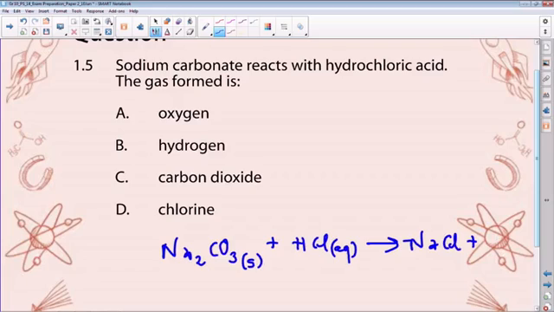Plus water, plus carbon dioxide gas, right? That's what we know. So this is a typical chemical change or reaction that takes place.